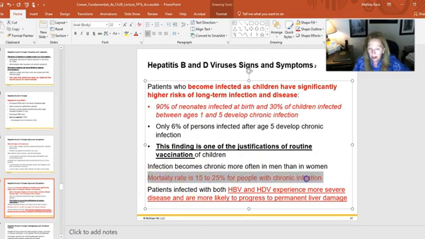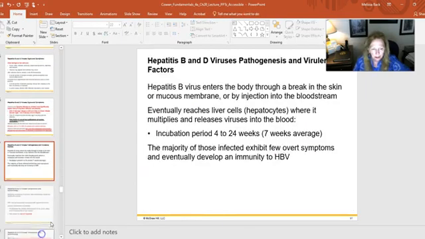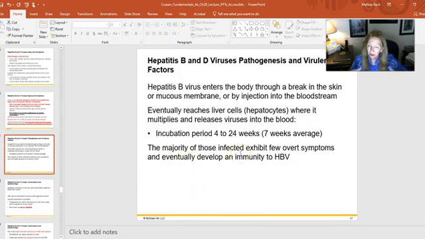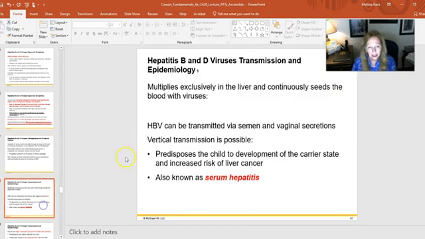Mortality rates are as high as 25%, 1 in 4, with chronic infections. So again, this is something to be concerned about. Not afraid of, but just aware of and concerned about, and understanding what protocols are in place for immunizations. So again, I'll let you look through some of the symptomology and the pathogenesis of this.